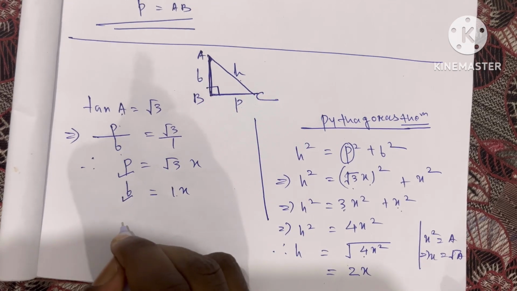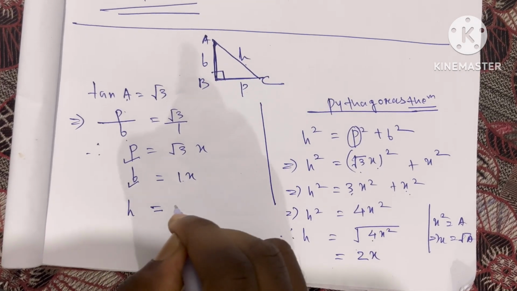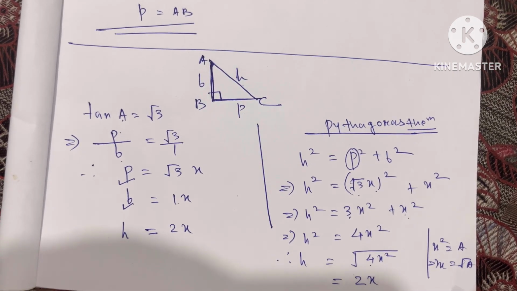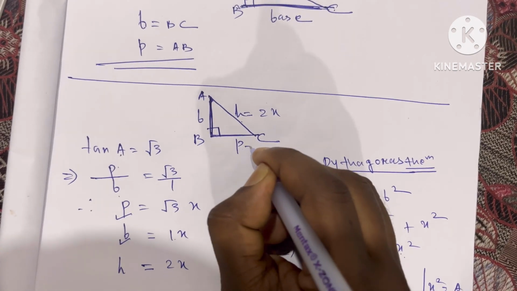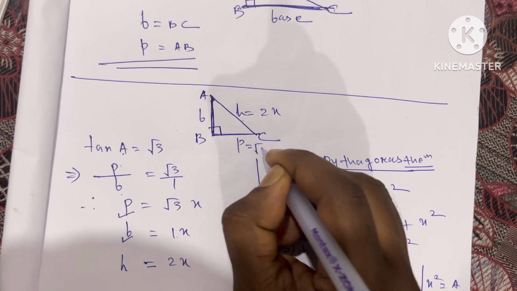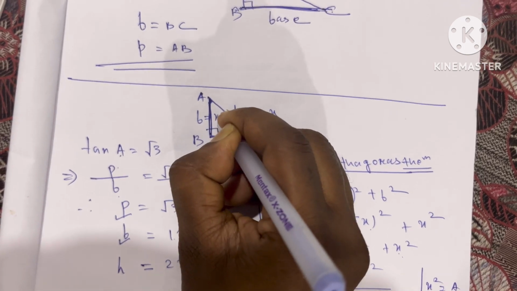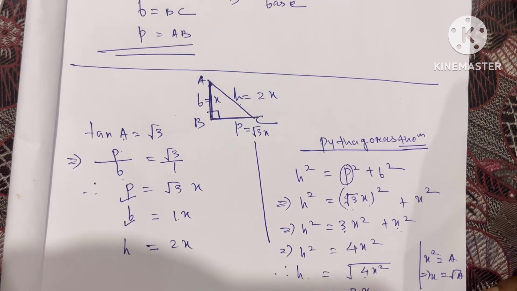So therefore the value of hypotenuse will be 2x. So I can consider the value of h is 2x, and perpendicular will be root over 3x, and base will be x. Okay. So now I can simplify the question. Yes or no? So our question is what?